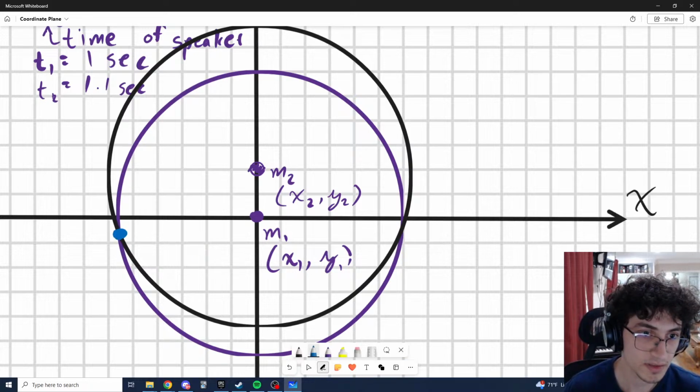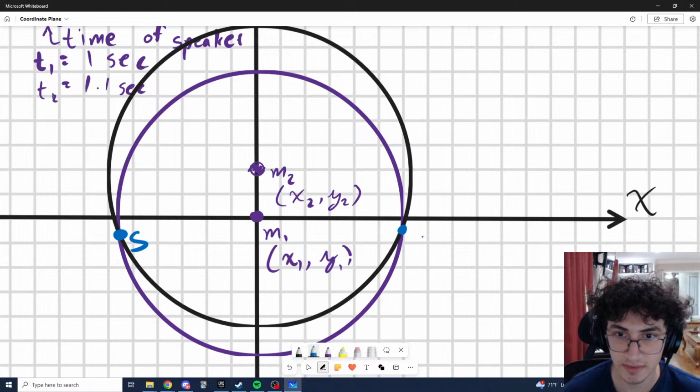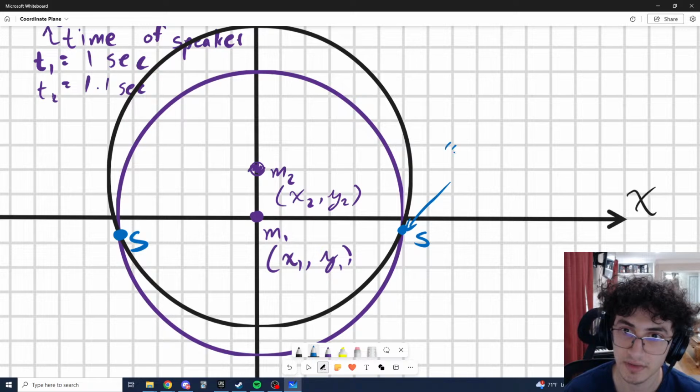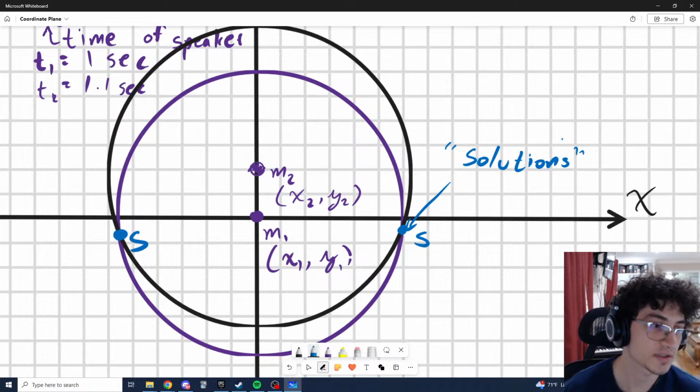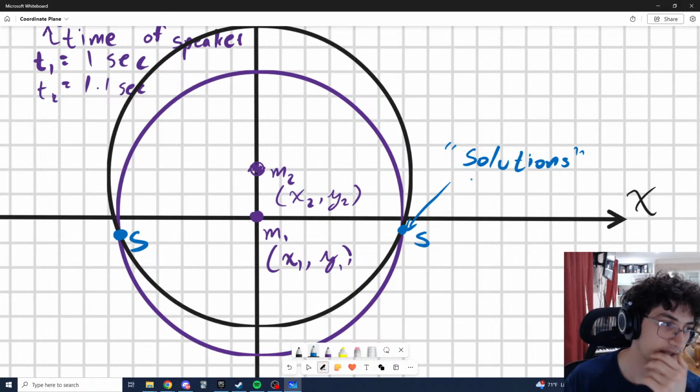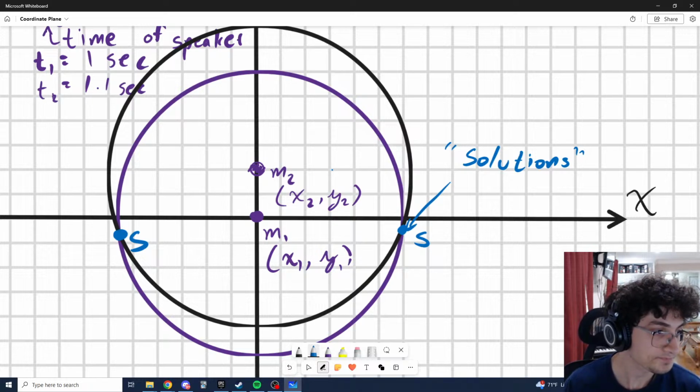So these are possible points for the speaker, right? Where they connect are possible solutions. These are what are called solutions to our system of circles. Meaning we have multiple circles, and we're trying to figure out where they intersect. So now I've narrowed it down to just 2 locations where the speaker can be.